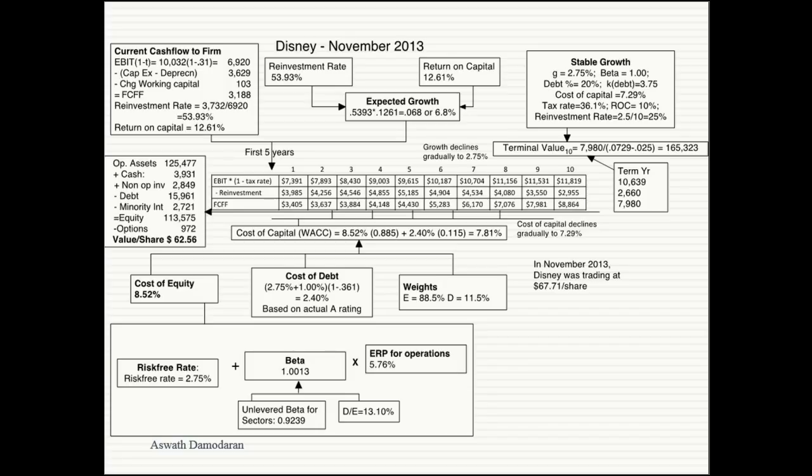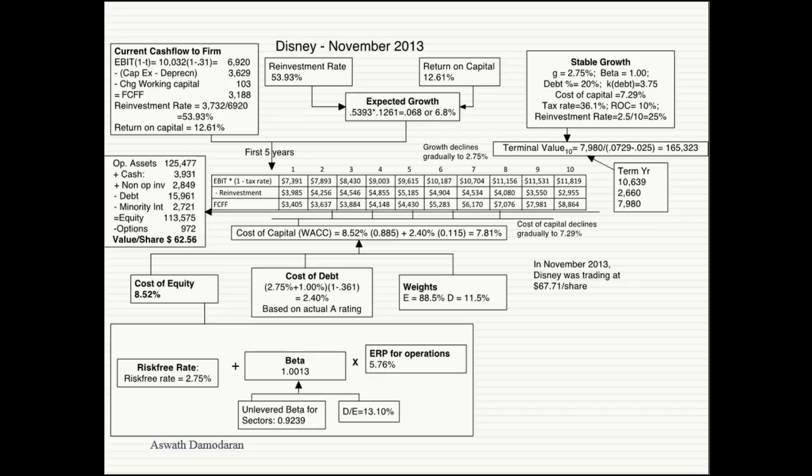Let me go below the line because every number on this page was actually a number I used somewhere else earlier in the class. So if you look at the cost of capital of 7.81%, here's where it came from. It started with a risk-free rate of 2.75%, which was the 10-year T-bond rate when I did this analysis. The beta, 1.0013, I know you don't remember, but that's from breaking Disney down into 5 businesses and coming up with the bottom-up beta. And the equity risk premium of 5.76% came from geographically looking at where Disney gets its revenues. Those numbers give me an 8.52% cost of equity.